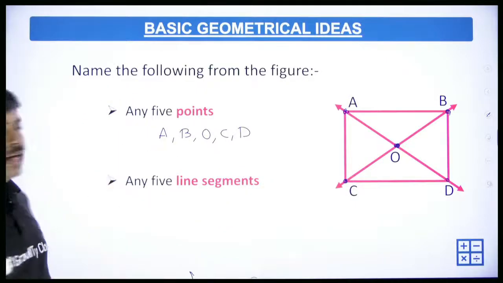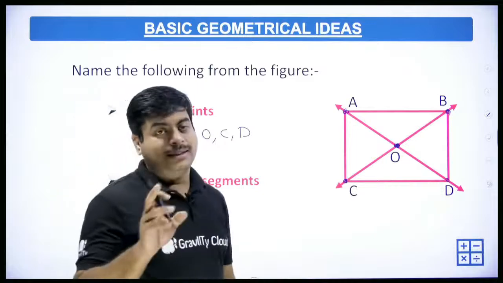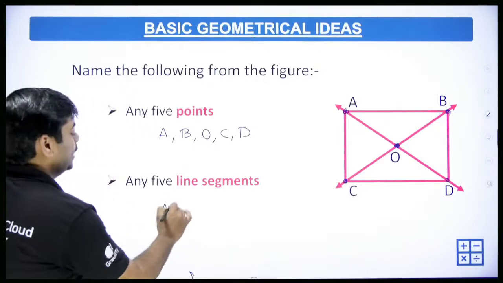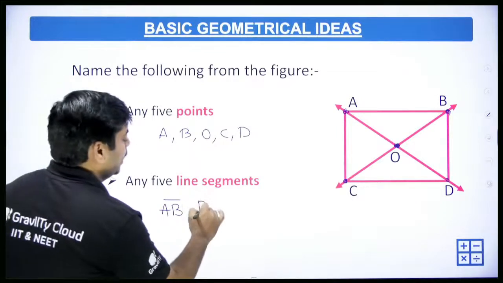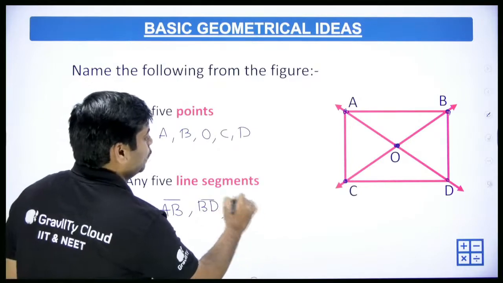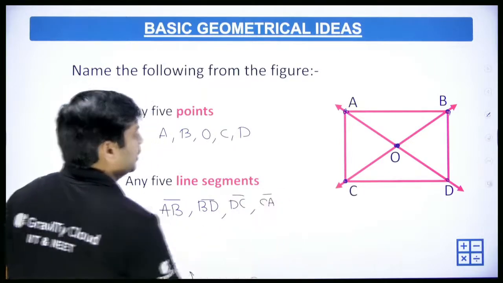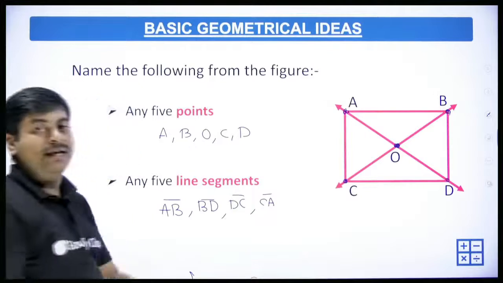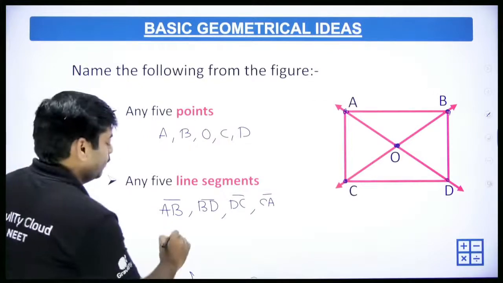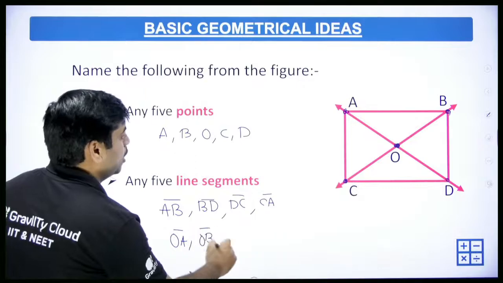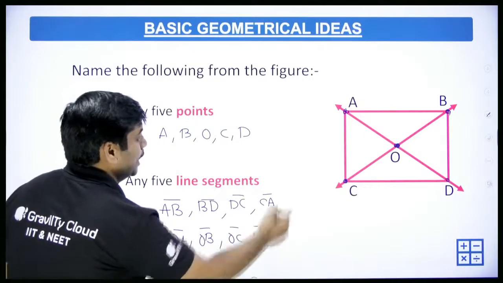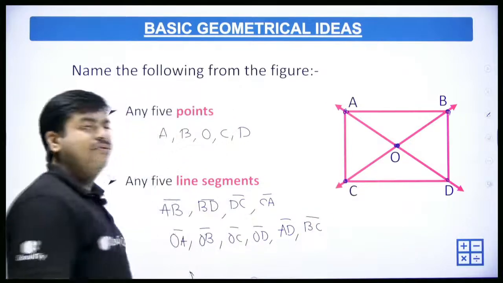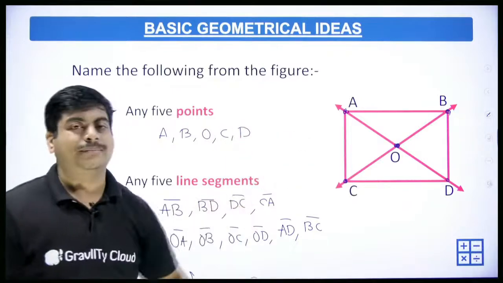Any 5 line segments, not lines. From A to B is a line segment with fixed points, so AB bar is one. BD is one line segment, DC is one, CA is one. In the same way we can go with O, because O is also a fixed point, so a fixed length: OA bar, OB bar, OC bar, and OD bar. We can also directly go with AD bar and BC bar. All these are different line segments in the given figure.